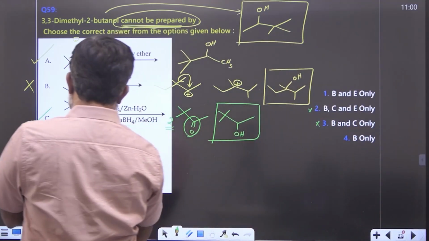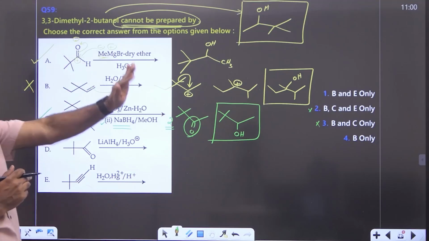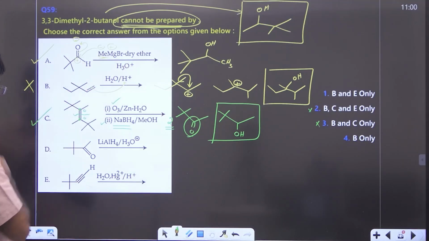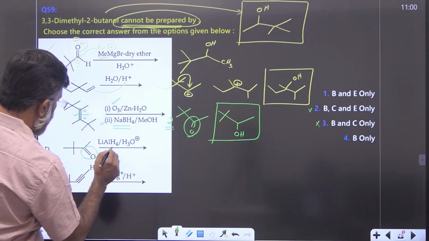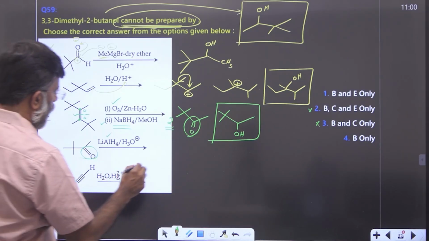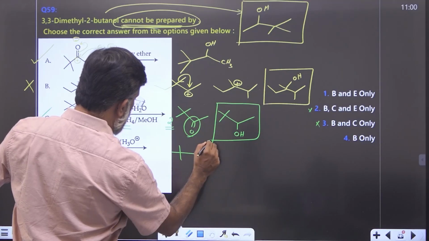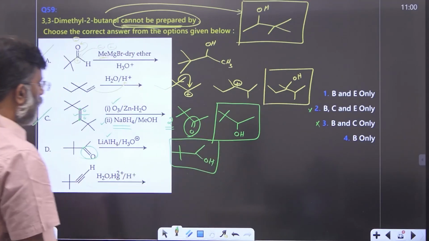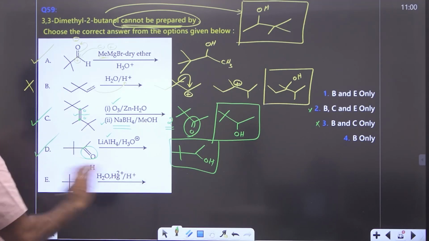Actually, we don't have to check D. D is not in the picture. No need to check. This group will be reduced by lithium aluminum hydride and definitely you are going to get the same compound. So D will give the product, and it is not in our answer.